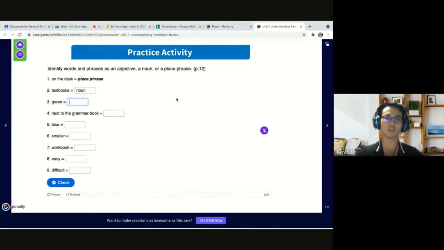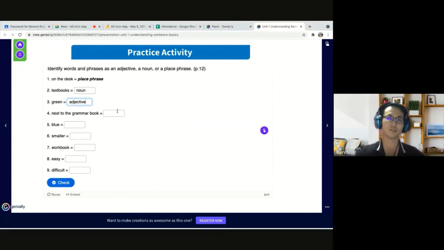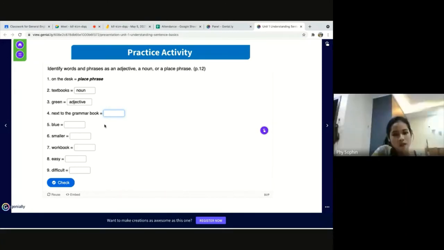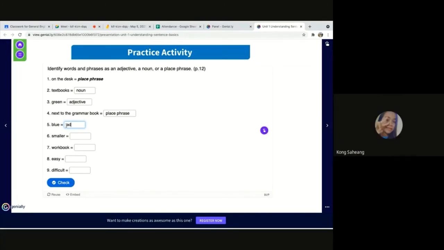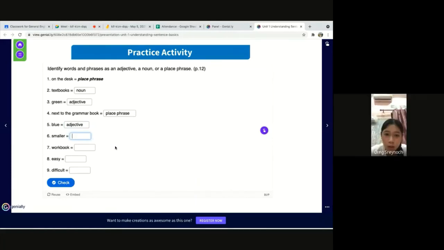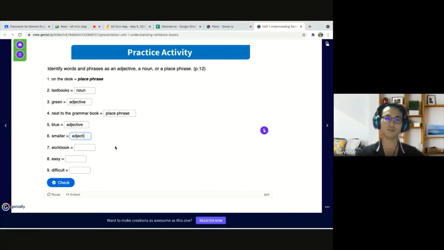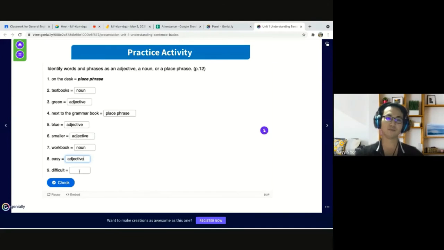Green. What is it? Adjective. Yeah, adjective. How about this one, next to the grammar book? Place phrase. Okay, place phrase. Blue. Adjective. Smaller. Adjective. Yeah, adjective. Workbook. A noun. Noun. Easy. Adjective. Adjective. Getting difficult.